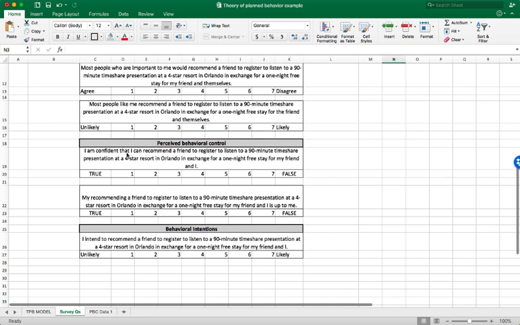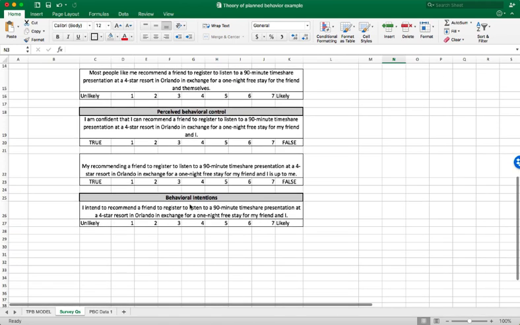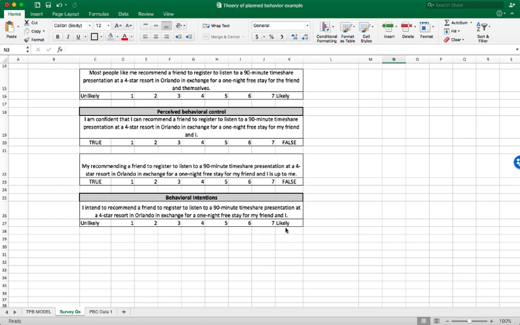Perceived behavioral control, I'm confident that I can recommend the registration, true to false, and then another one here, my recommending a friend to register is up to me. So again, getting at how much control you have over the behavior. And then lastly, the intentions. I intend to recommend a friend to register for the timeshare presentation. Unlikely, likely.